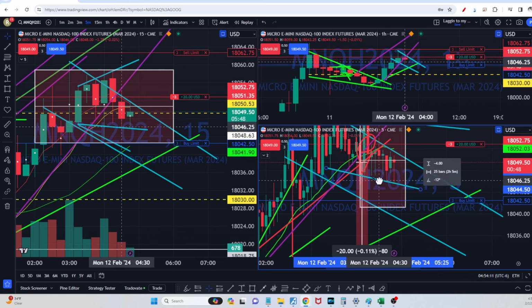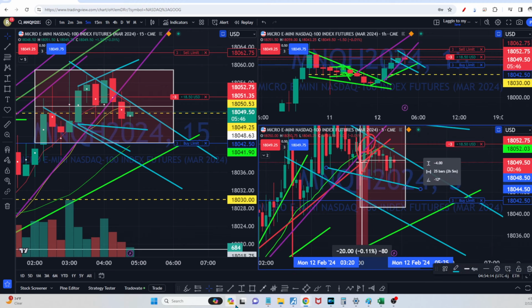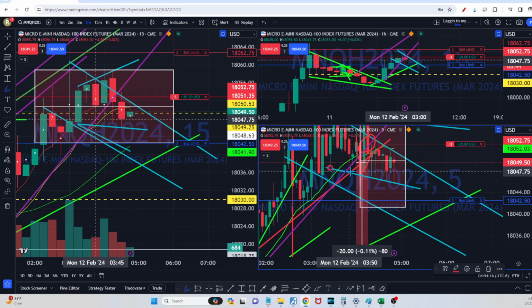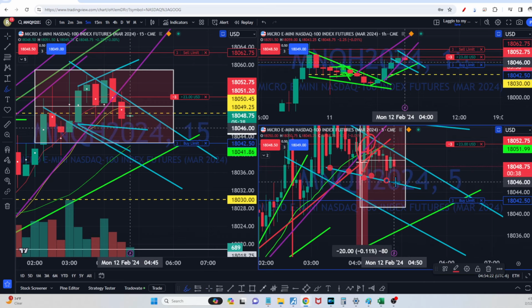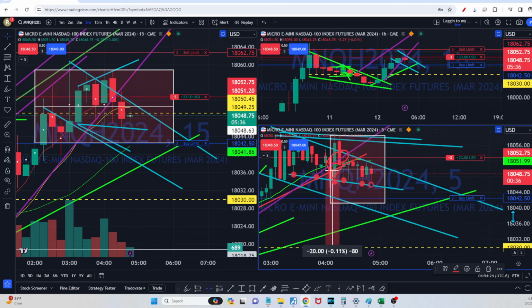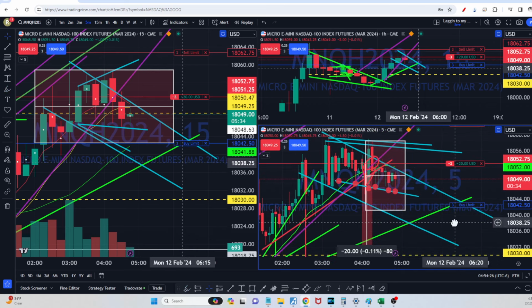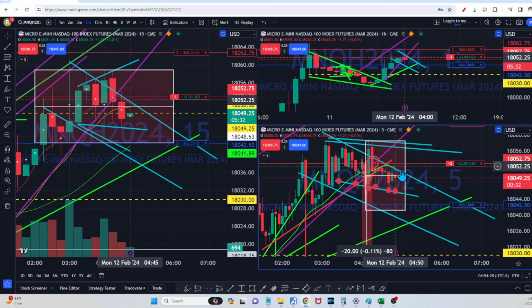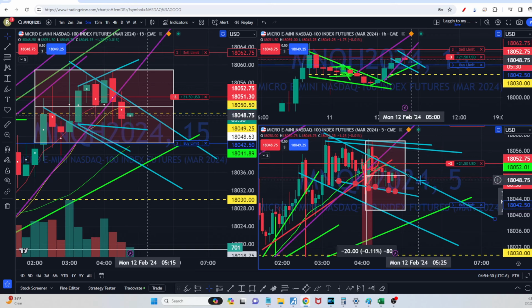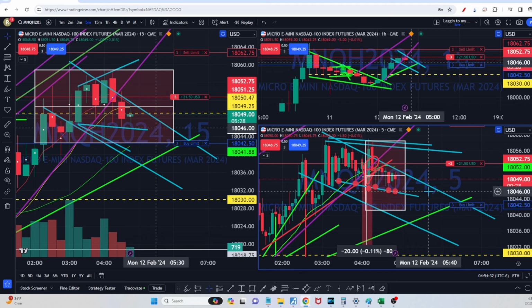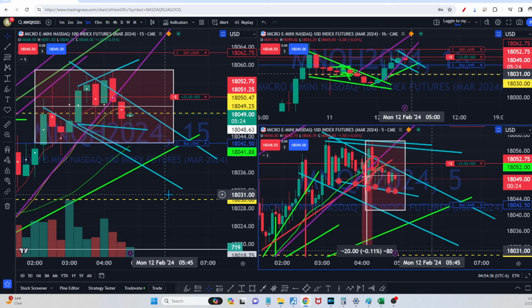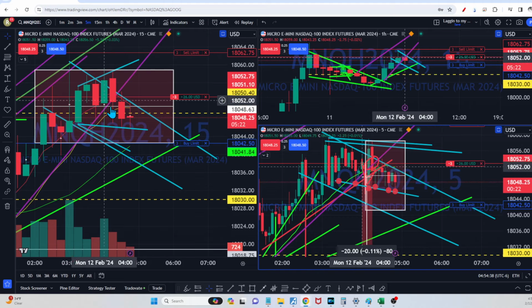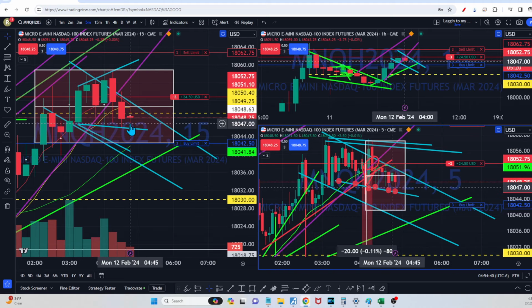Yeah, the market's aware of this line for sure. Look how many times it's bounced at it. One, two, three, four, five, six times. Six times it's ran into this, and it's aware of this channel. We said that this breaks to the upside most of the time. This downward sloping is blue.